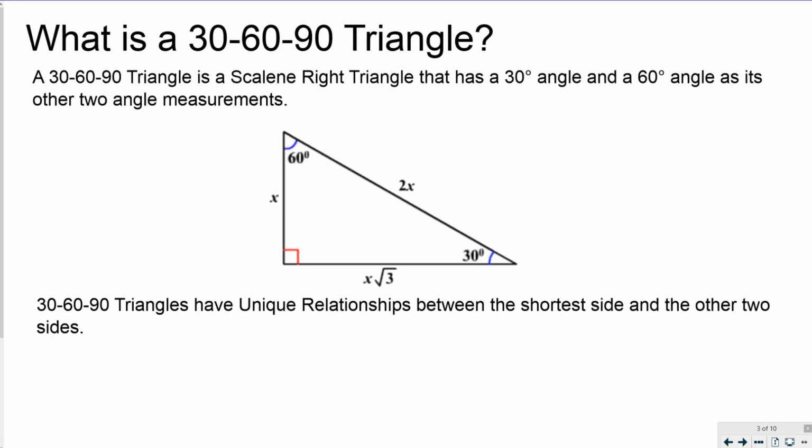So what is a 30, 60, 90 triangle? A 30, 60, 90 triangle is a scalene right triangle that has a 30 degree angle and a 60 degree angle as its other two angle measurements. 30, 60, 90 triangles have unique relationships between the shortest side and the other two sides. So, what are those unique relationships?